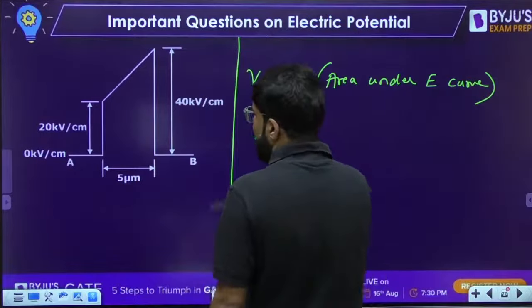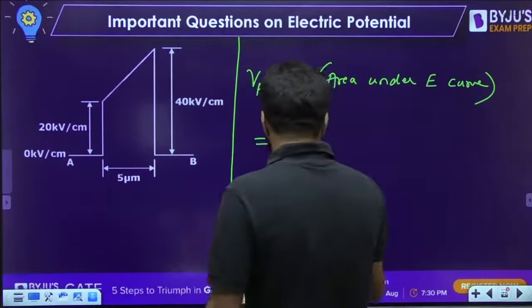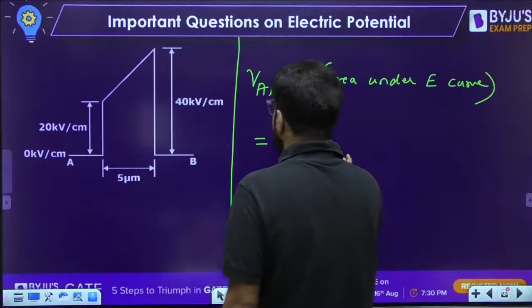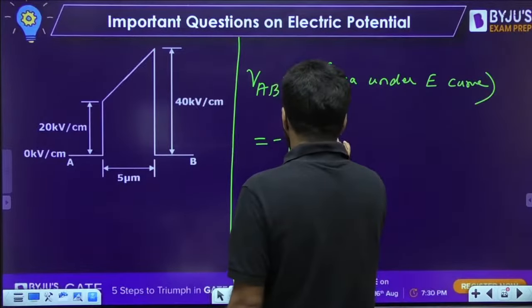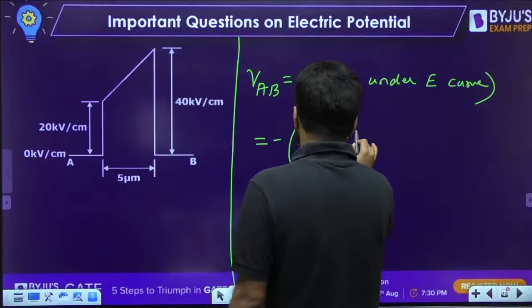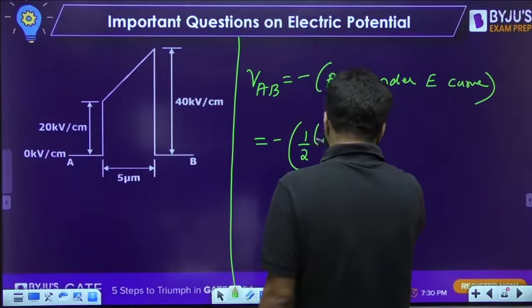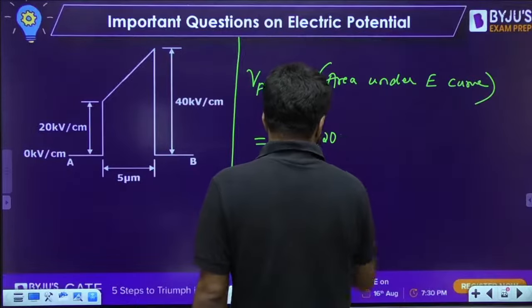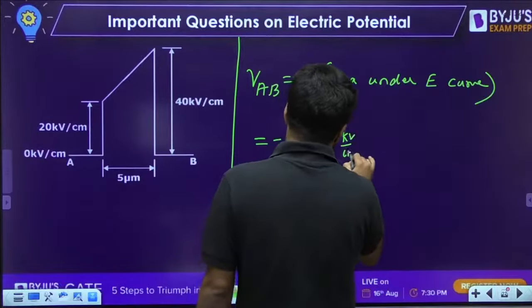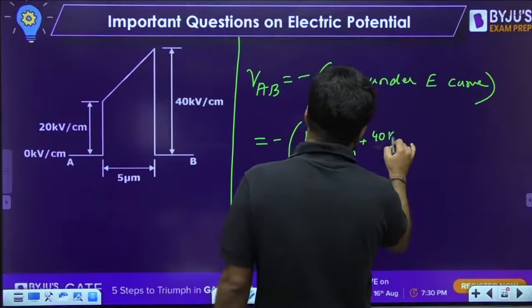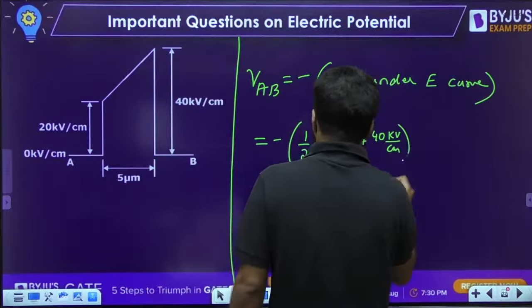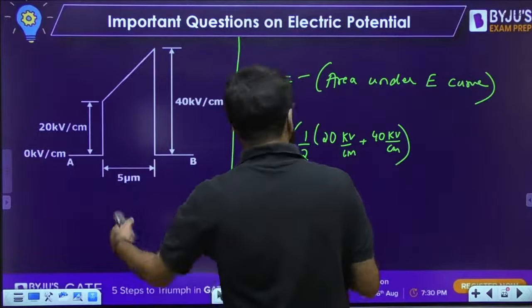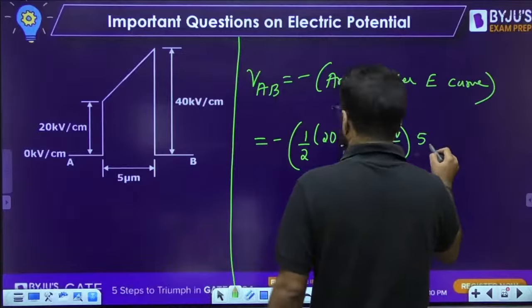It is equal to the negative of the area of the trapezium, which we all know. Area of a trapezium is half into the sum of the parallel sides into the distance between the parallel sides. So that will become 20 plus 40. But note that this is in kilovolt per centimeter. 20 kilovolt per centimeter plus 40 kilovolt per centimeter, into the distance between the parallel sides, that is 5 micrometer.